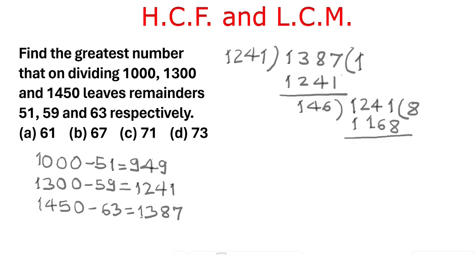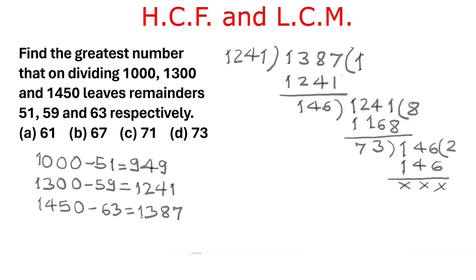On subtracting 1168 from 1241, we get remainder 73. And now we will divide 146 by 73. 73 divides 146 for 2 times. 73 times 2 is 146. Our remainder is 0. It means that the H.C.F of 1241 and 1387 is 73. Now we will find the H.C.F of 949 and 73.